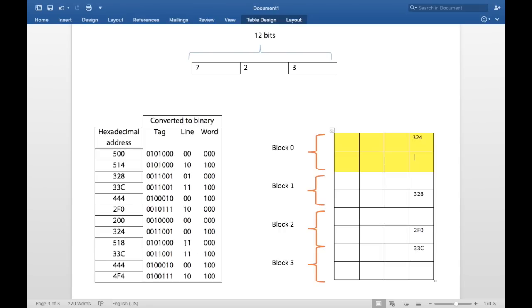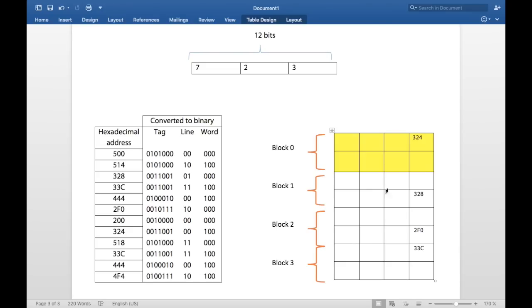518. A third block 0 here. Was it? 5, 1, 8. Again, new block in, old block out. 33C is here, this block, but this word, the fourth word. So this is 3, so I know that it's in block 3, and this is 4 in decimal, so I know it's here. And again, I kick this old previous block out.